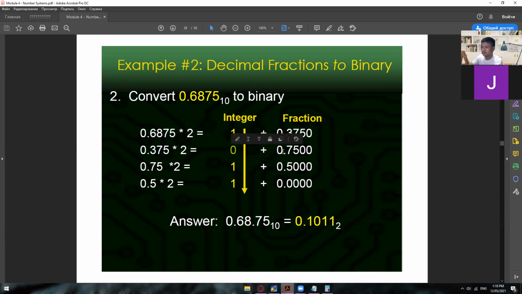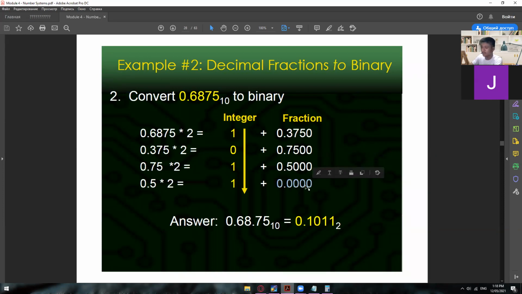So 0 on the integer and then 0.75 on the fraction. So 0.75 times 2 is 1.5. So 1 on the integer and then 0.5 on the fraction. In here, it's already obvious. So 0.5 times 2 is 1. So in the fraction part, it is now 0.